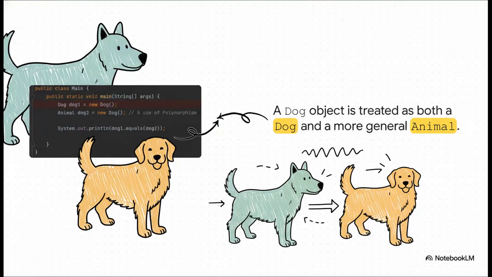Okay, so check out the code here, specifically that second line. We have a variable of type animal, the parent class, but it's actually pointing to a dog object, which is the child class. This is polymorphism in a nutshell. The dog2 object can be treated like any other animal, but underneath it's still a dog. This ability to wear two hats, so to speak, is totally fundamental.